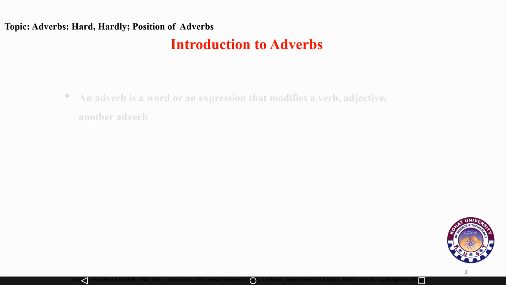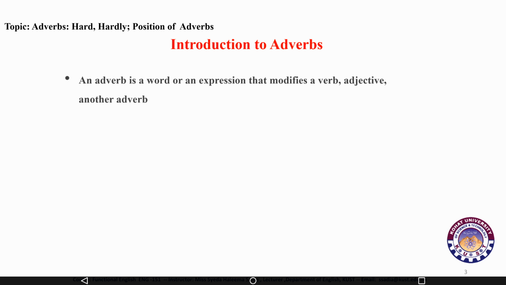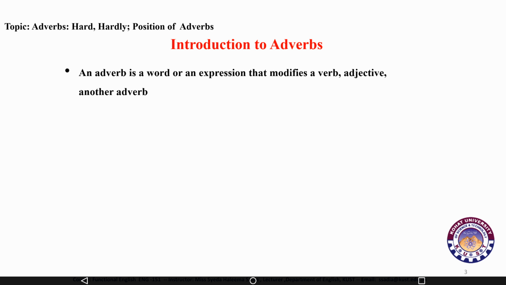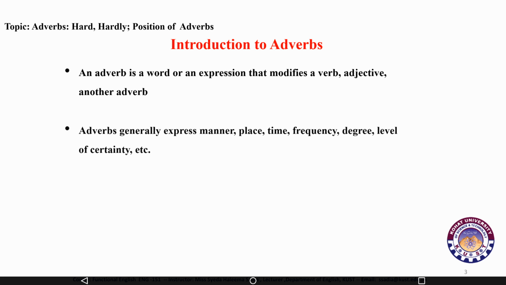So what actually are adverbs? An adverb is a word or an expression that modifies a verb, adjective, or another adverb. We have to focus on three things here: a verb, an adjective, and another adverb. Adverbs generally express manner, place, time, frequency, degree, and level of certainty, and this will be more clearly understood in the further part of the lecture.